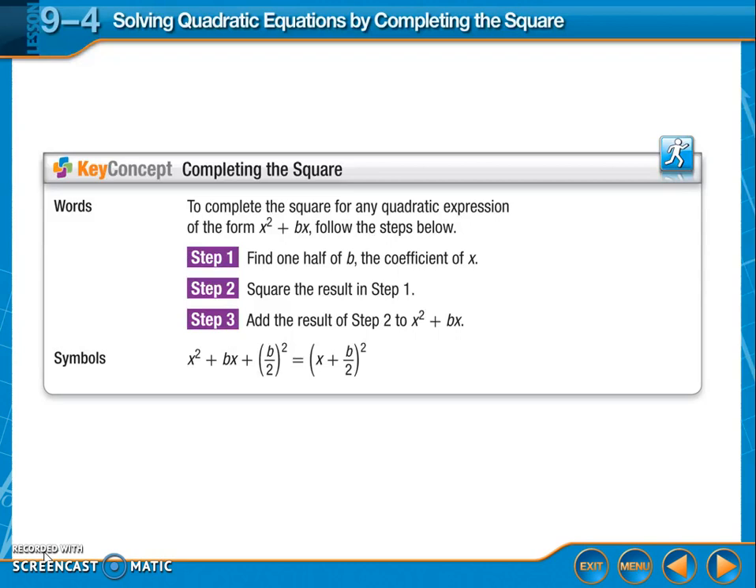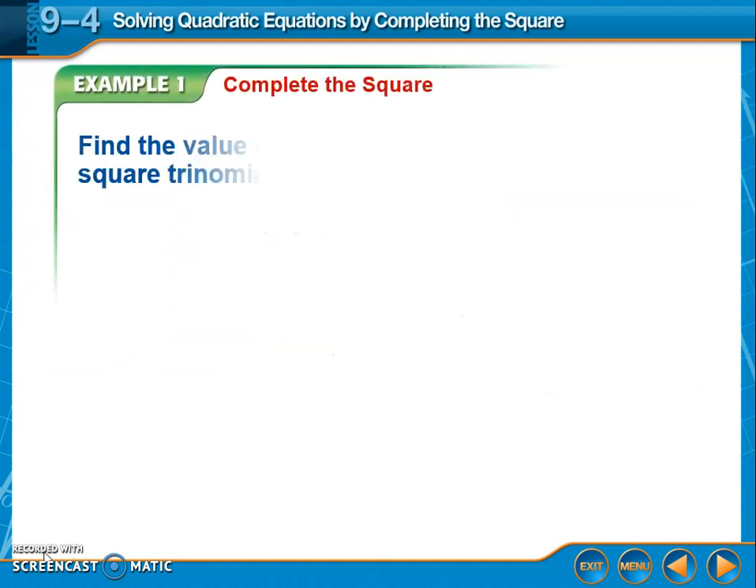To complete the square for any quadratic expression of the form x squared plus bx, follow the steps below. So we want to find half of b, which is the coefficient of the x term. And then we square the result that we get from b divided by 2, or half of it, and then we add that to the x squared plus bx. And when you do this, it makes it a perfect square.